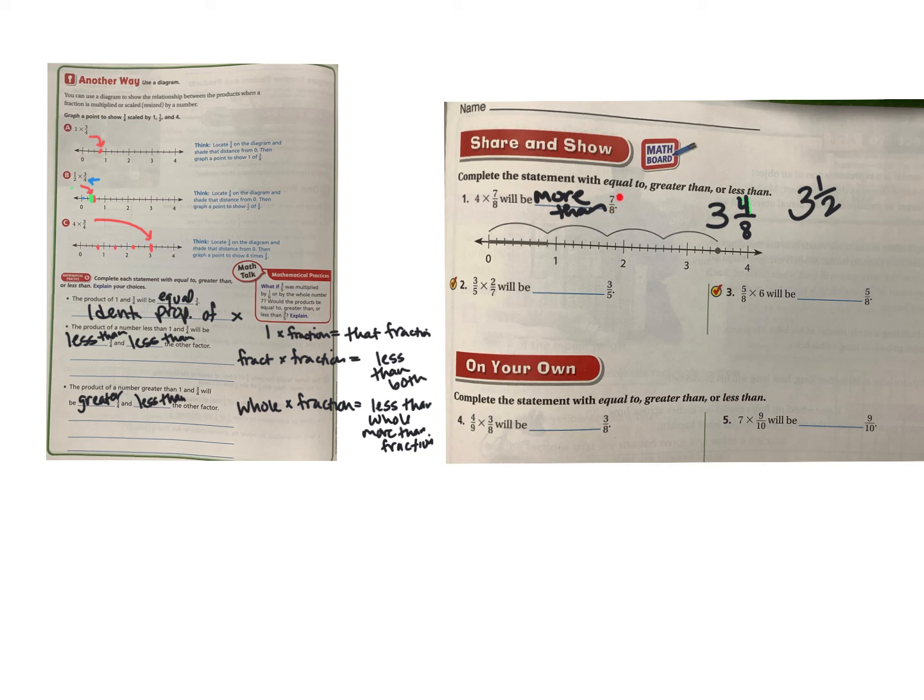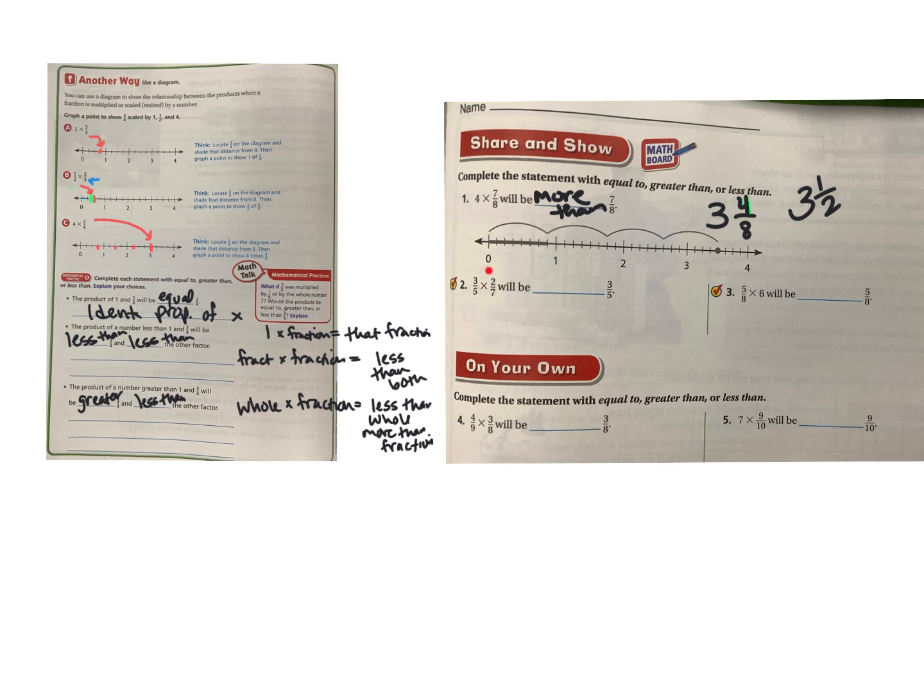So is 3 and 1/2 more than 7/8? Yeah, 7/8 is less than 1. And this is 3 and some more, right? So our answer came out more than that. It's not quite 4. We knew it wouldn't because of this, but it is more than 7/8.